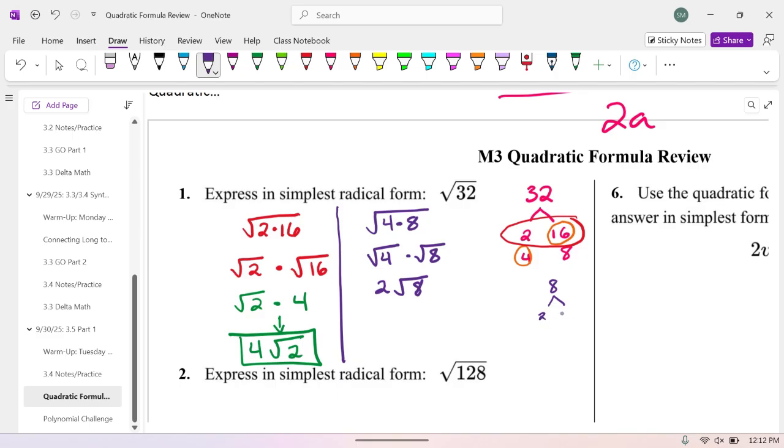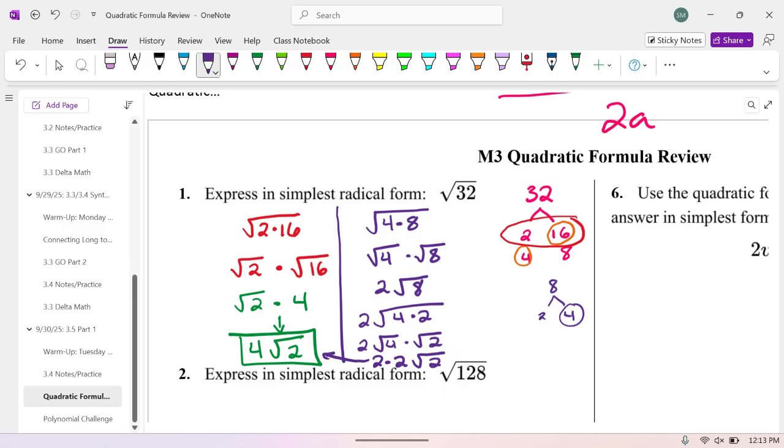2 and 4. Is there a perfect square in there? Yes. What number? 4. So we got to do it again with 8. So we would have 2 times the square root of 4 times 2. So this would be 2 times the square root of 4 times the square root of 2, which we already know the square root of 4 is 2. So this would be 2 times 2, square root of 2. And then what's 2 times 2? 4. So you would still end up with 4 square root of 2.